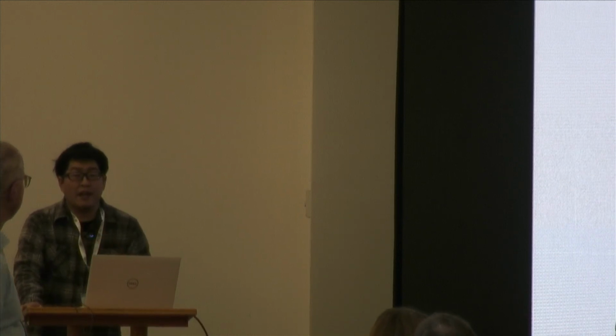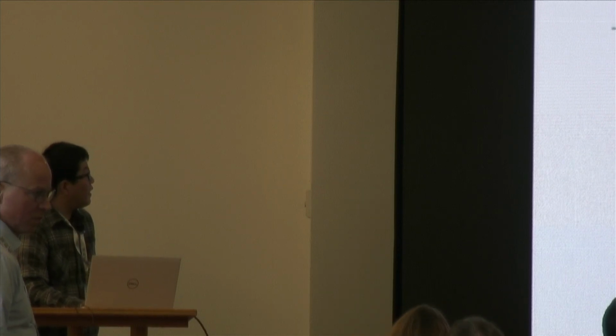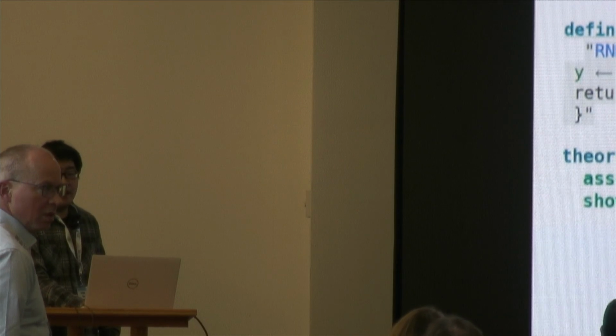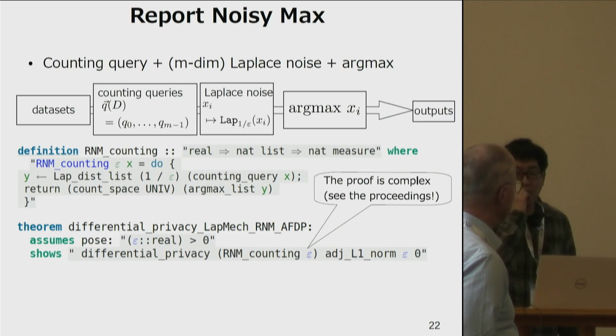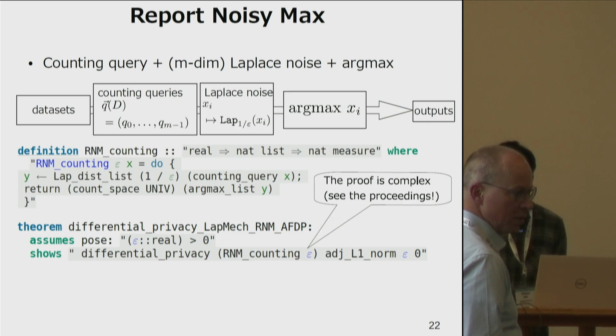Thanks for the talk. You mentioned that one of these proofs was complex. Is this complexity due to the complexity of the paper proof, or is it just that the automation in Isabelle does not work well with dealing with probabilities, etc.?